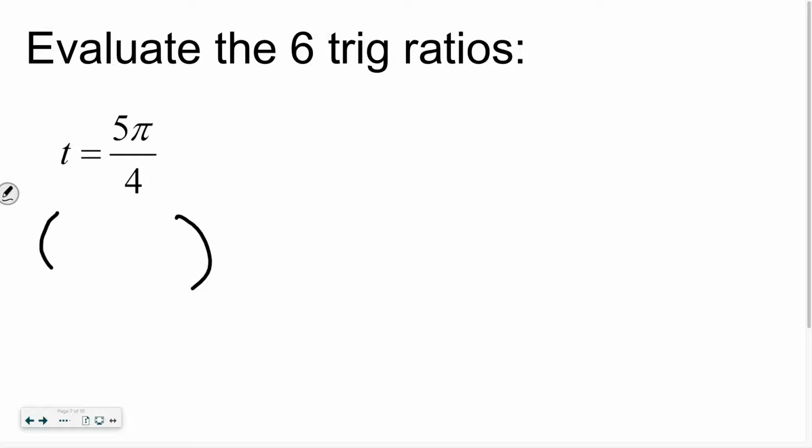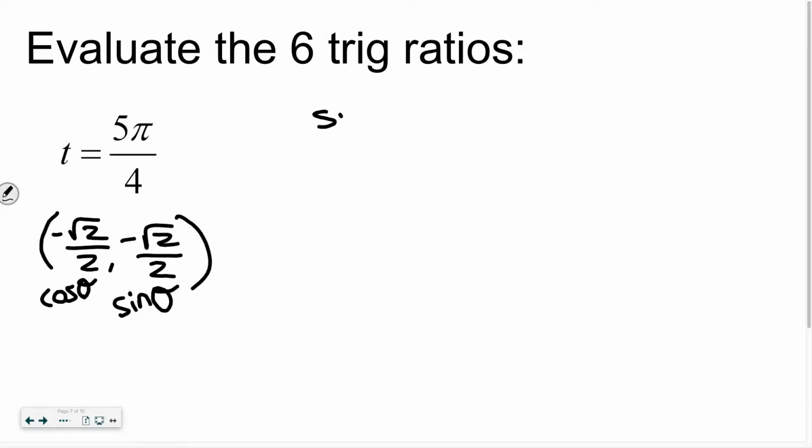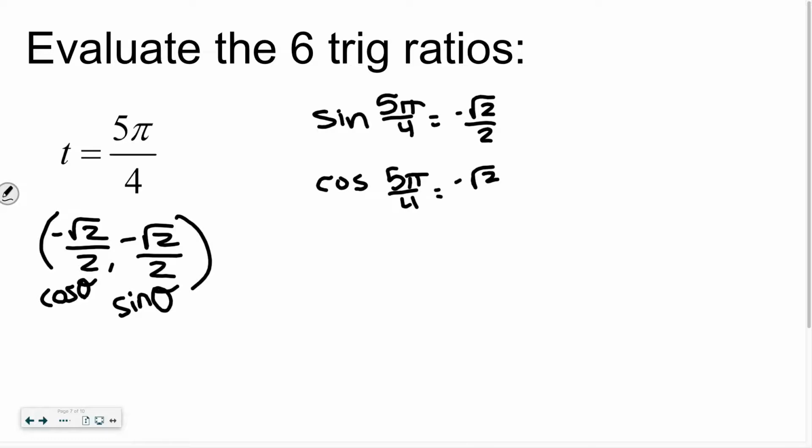So what I would do, if I'm a beginner to the unit circle, is write down immediately what the coordinates of 5 pi over 4 are. Negative radical 2 over 2, and negative radical 2 over 2. It's in quadrant 3, so they both got to be negative, right? Well, that's cosine, and that's sine. I don't have to do any math. I'll just say the sine of 5 pi over 4 is equal to negative square root 2 over 2, and the cosine of 5 pi over 4 is equal to negative square root 2 over 2.